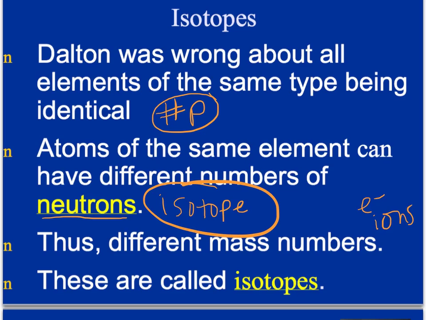Thus, since they have a different mass number, these are called isotopes. And now you might be wondering, where did this mass number business come in? Remember that the mass number was equal to the number of protons plus the number of neutrons. So if I'm changing the number of neutrons, of course, the mass number is going to be different.